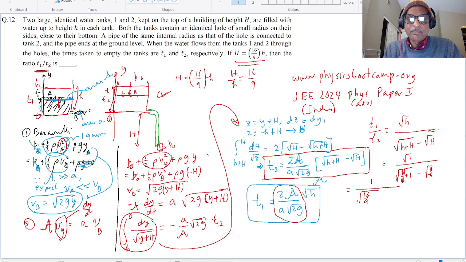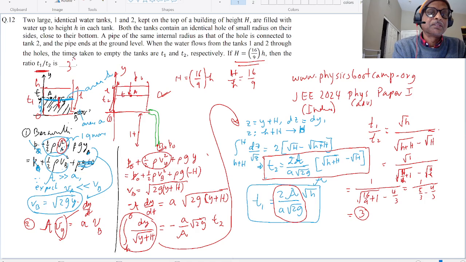Plus 1 minus 4 over 3, and that's 1 over 5 over 3 minus 4 over 3, and that's equal to 3. So that's the answer for this.